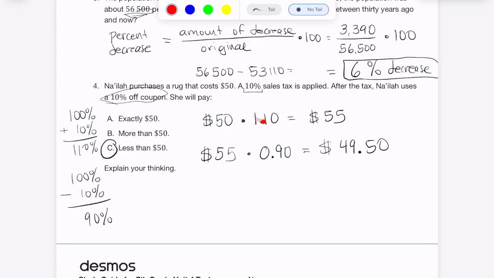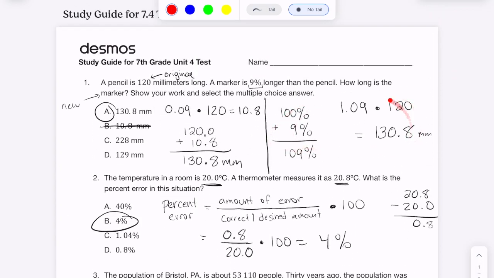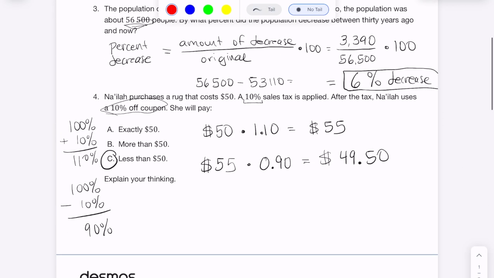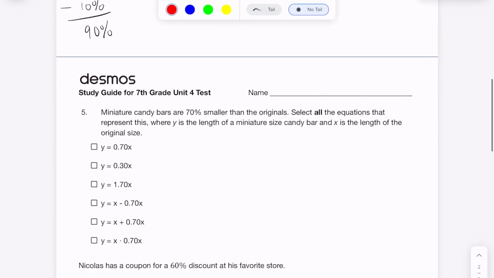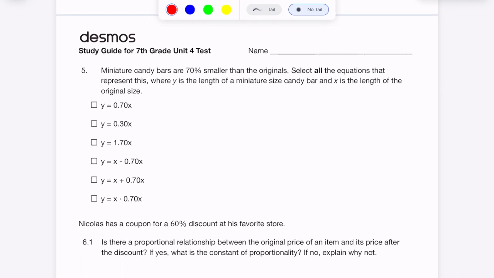And then what I did here, multiplying by the 1.10, I also could have just multiplied by 0.10, 10% in decimal form. I'd get $5, and then I would add that to 50 to get $55. And the same thing here, I could have done 10% of 55, which would be $5.50, and then subtract it, right? So either way is fine. Okay, awesome. All right, question 5.